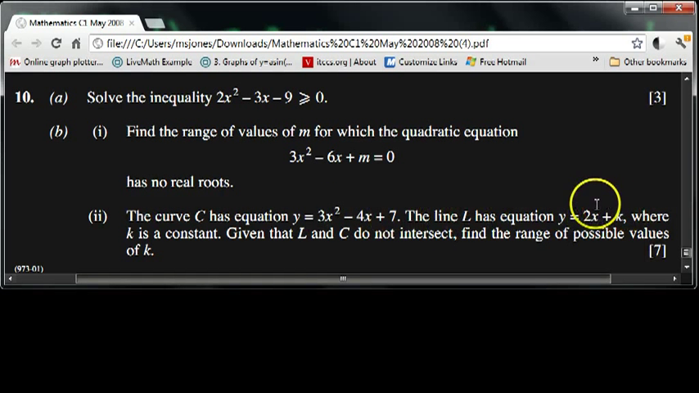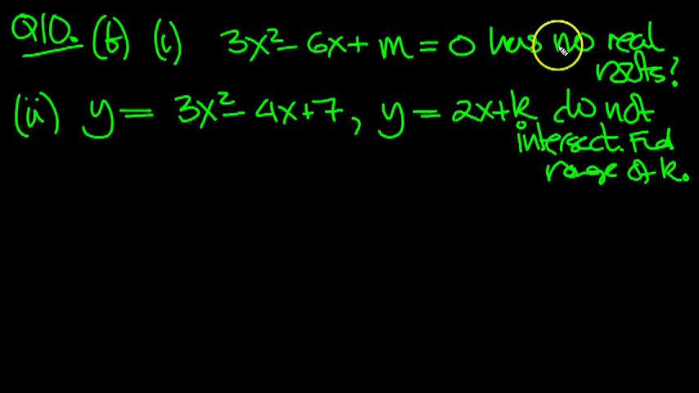L has equation y equals 2x plus k, where k is a constant. These two things don't intersect, the line and the curve don't intersect. Find the range of possible values of k. So I've abbreviated the questions here. So let's have a go at the first one then.